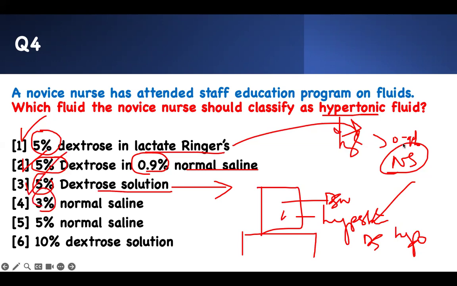3% is more than 0.9%, therefore it's hypertonic. 5% is more than 0.9%, it's hypertonic. And 10% dextrose is also hypertonic. All of them are right answers.